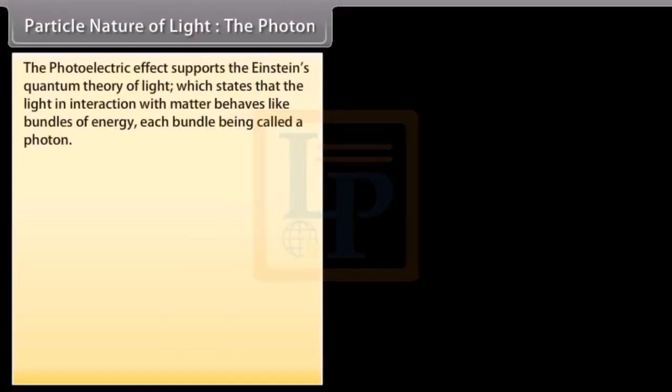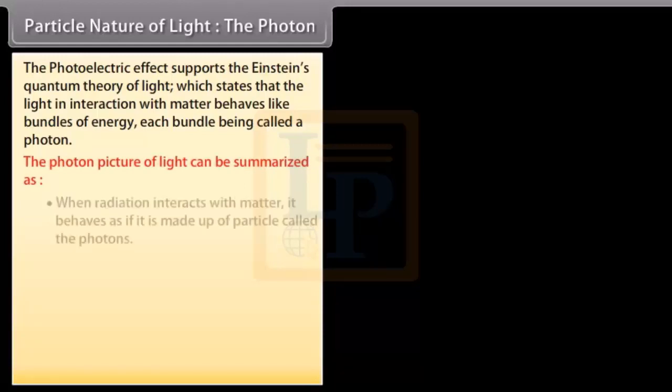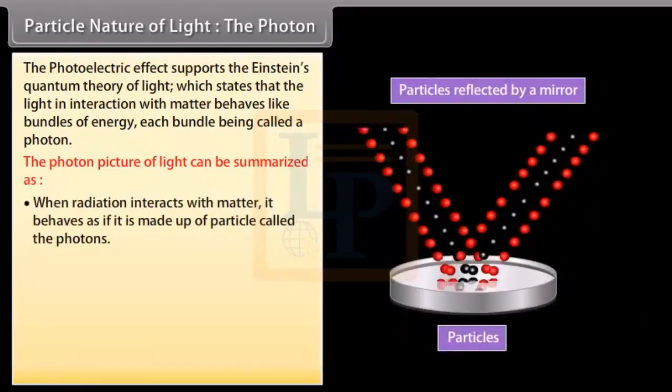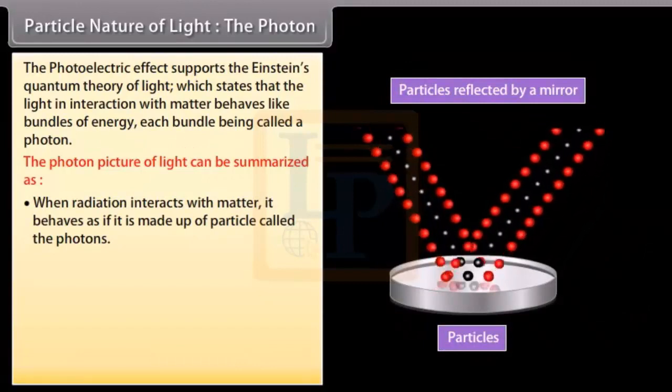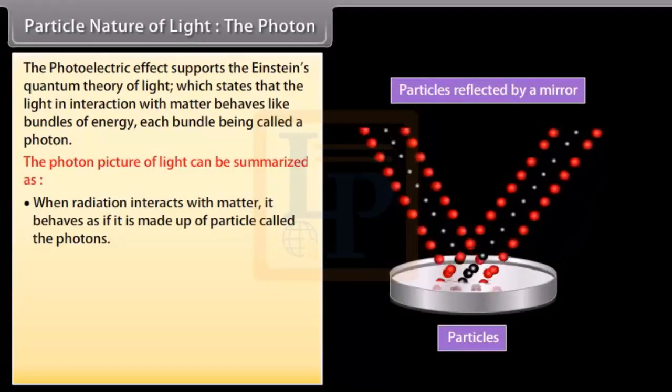Particle nature of light, the photon. The photoelectric effect supports Einstein's quantum theory of light, which states that light in interaction with matter behaves like bundles of energy, each bundle being called a photon. The photon picture of light can be summarized as, when radiation interacts with matter, it behaves as if it is made up of particles called photons.